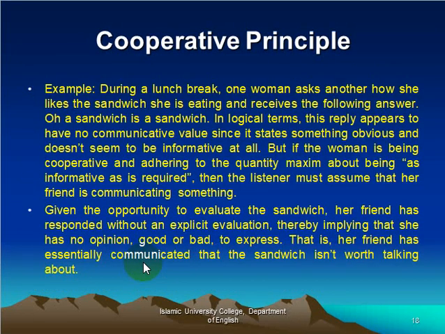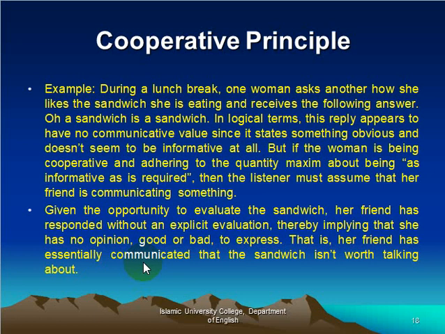Now let's take this example. During a lunch break, one woman asks another how she likes the sandwich she is eating and receives the following answer: "Oh, a sandwich is a sandwich." So in logical terms, this reply appears to have no communicative value since it states something obvious and doesn't seem to be informative at all. But if the woman is being cooperative and adhering to the quantity maxim about being as informative as is required, then the listener must assume that her friend is communicating something else.